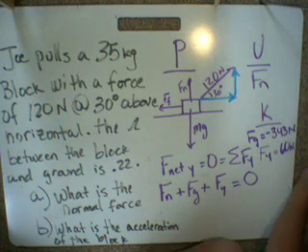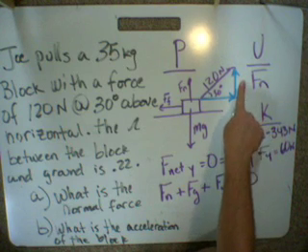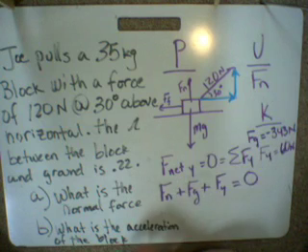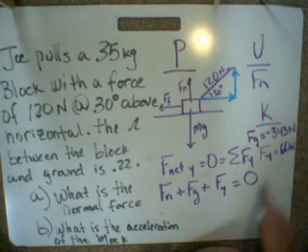Be careful with your signs. You want to make sure if it's pointed up, it's positive. If it's pointed down, it's negative. So now that just leaves me with unknown, plus known, plus known is equal to 0.